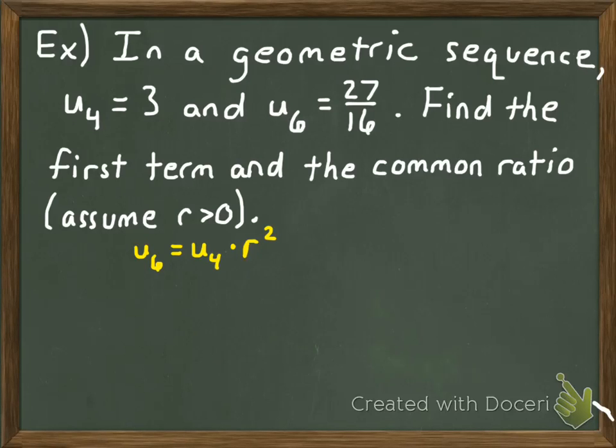Now with that in mind, and knowing that the 4th term is 3 and the 6th term is 27/16, we have an equation that we can use to find out what the common ratio is. Now what I'm going to do is multiply both sides by 1/3 to cancel out this 3. And if I multiply 27/16 by 1/3, it's going to give me 9/16.